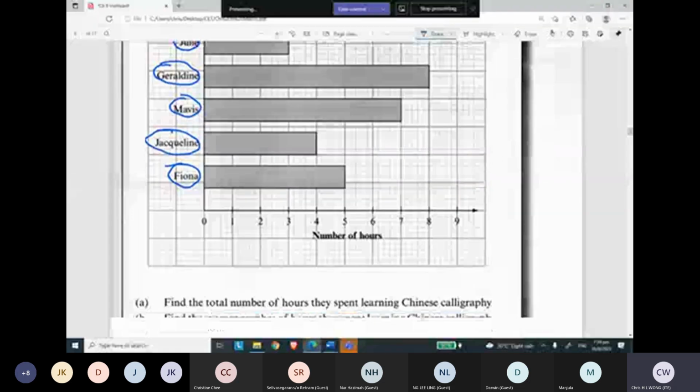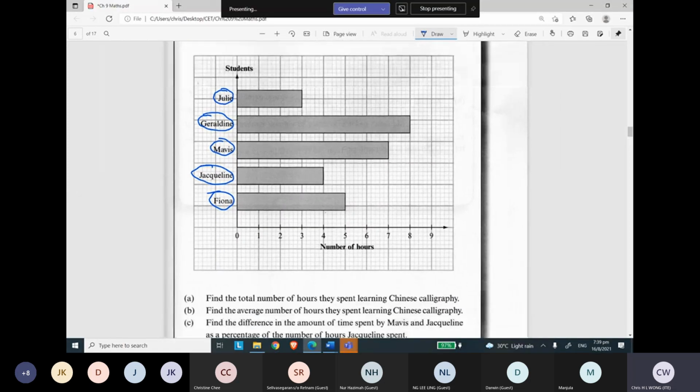Okay, let's look at the question. Find the number of hours they spend learning Chinese calligraphy, or find the total number. So in order to find the total number of hours, what do you think you need to do? Of course, you can draw the line down, but it is very troublesome, very troublesome. Yeah.